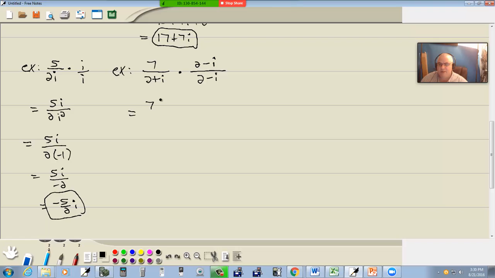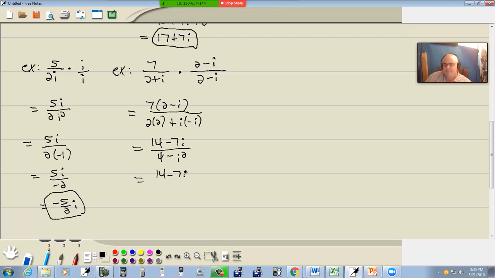Now up on top, we're going to take 7 times 2 minus i. Now on the bottom, the nice part about conjugates is all you have to do is multiply your first parts together and your last parts. So I'm going to have 2 times 2 plus i times negative i. So 7 times 2 is 14. 7 times negative i is negative 7i. 2 times 2 is 4. A positive times a negative is negative, and i times i is i squared.